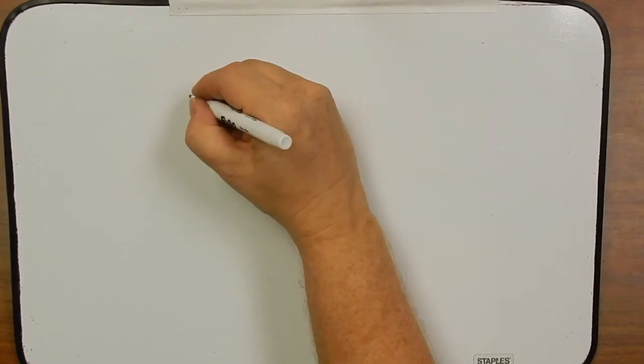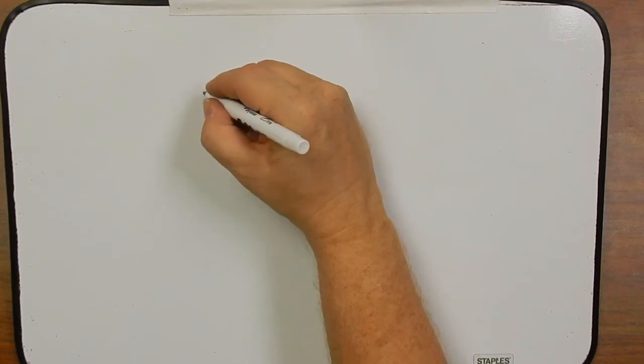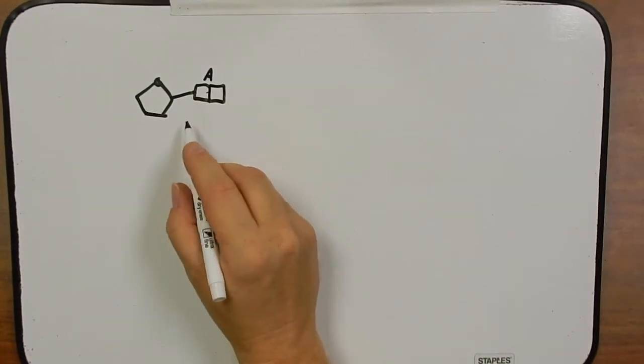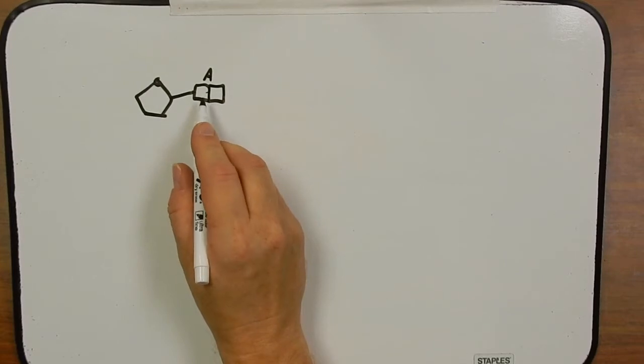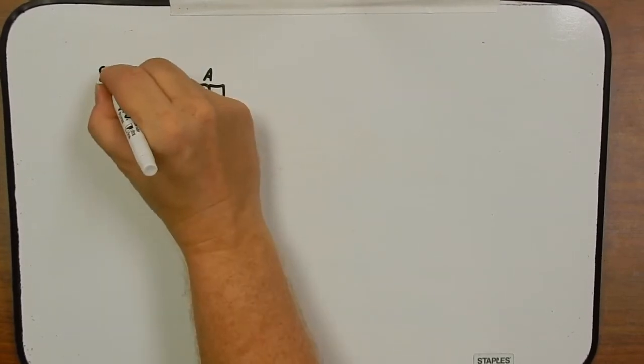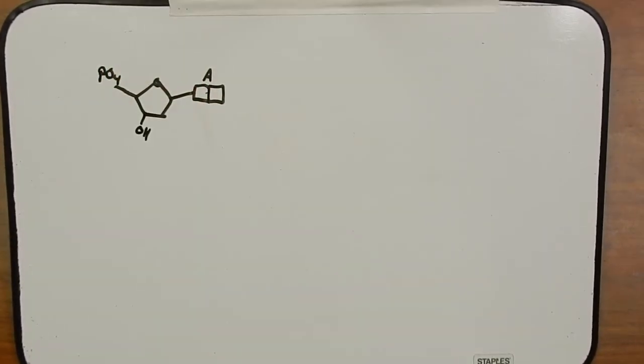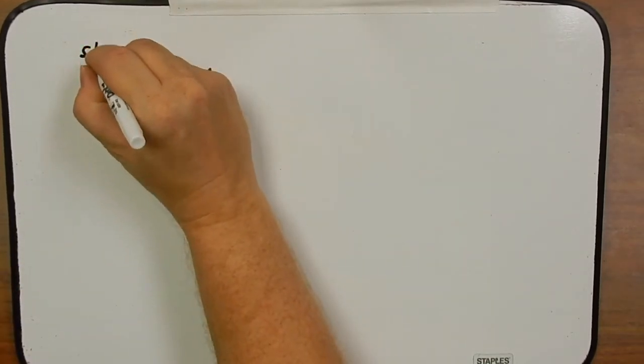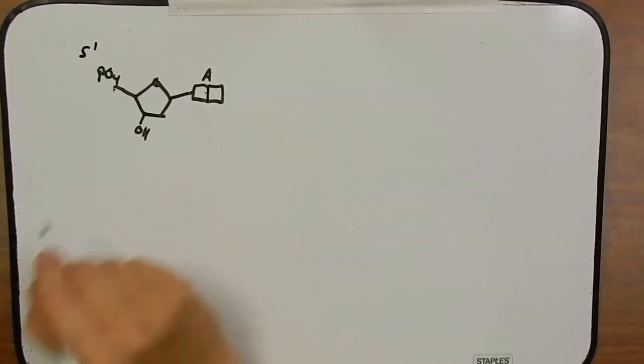The first thing I want to do is just draw one generic base. So I'm going to draw an adenine here. I'm showing that adenine is a purine by showing 2 rings, and then I'm going to put my phosphate here and the hydroxyl group there. This is the 5' carbon, so we always call this the 5' end. And we always call this the 3' end.